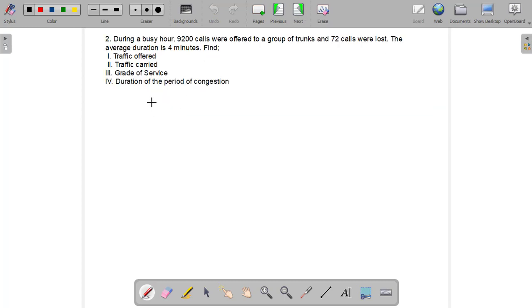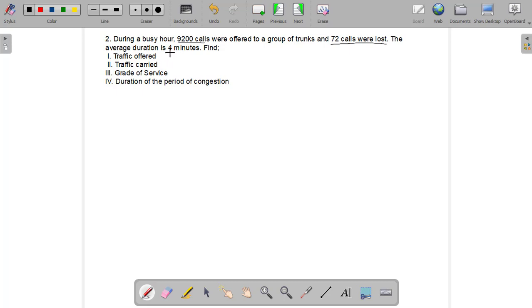During a busy hour, 9,200 calls were offered to a group of trunks and 72 calls were lost. The average duration is 4 minutes, and we are being asked to find, first of all, the traffic offered, the traffic carried, the grade of service, and the duration of the period of congestion. So let's identify our various parameters. We have 9,200 calls being offered to the group of trunks, and then 72 calls being lost.